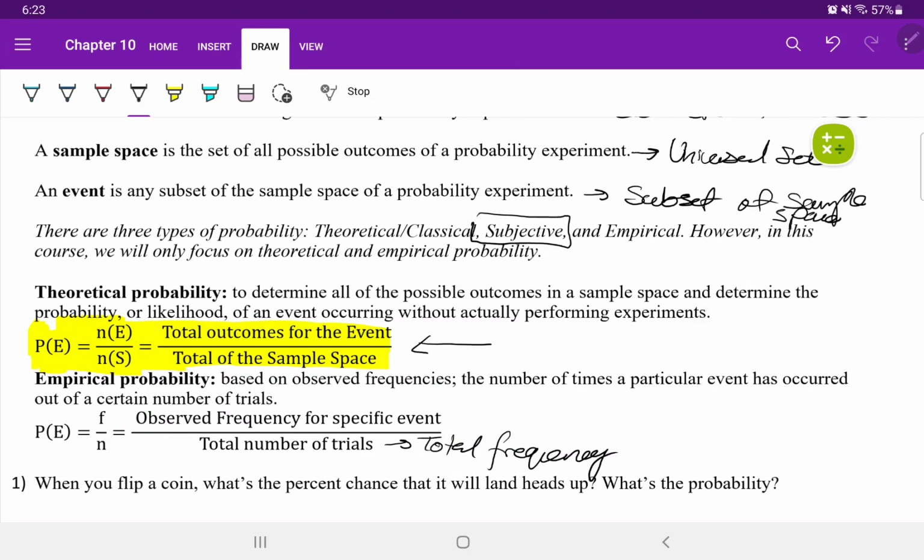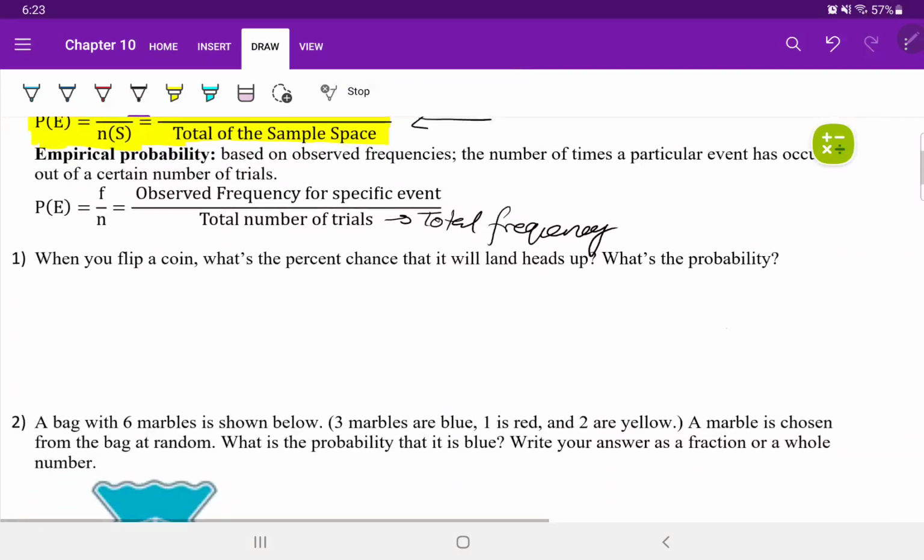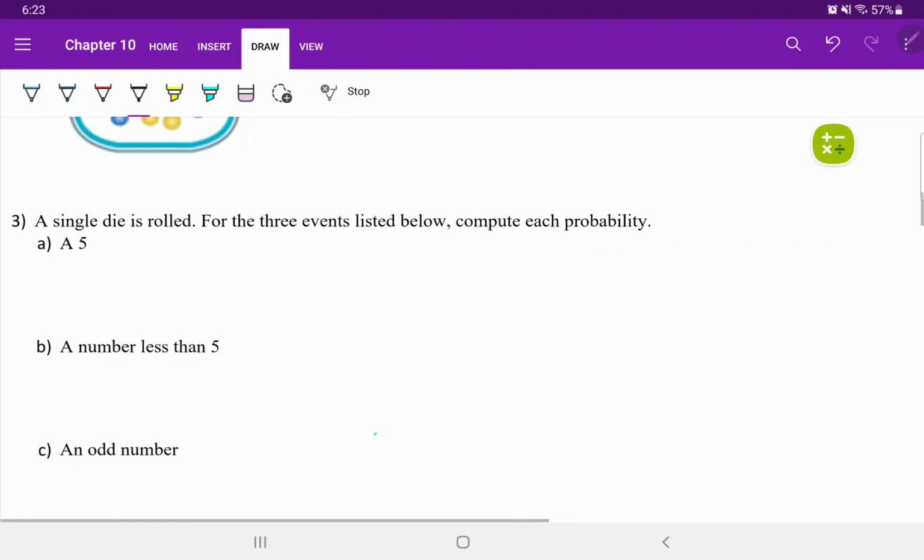So once again, this is just an introduction to what is probability. And remember, probability is the likelihood of an event occurring. So in this video, we're going to answer questions 1, questions 2, and questions 3.